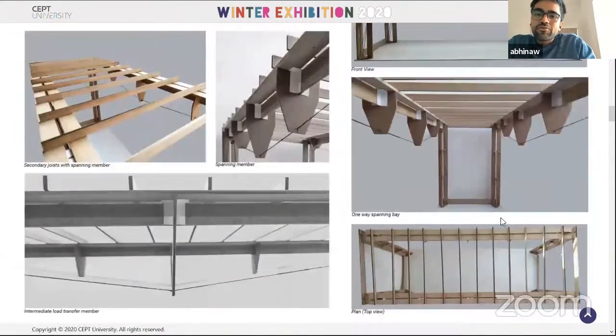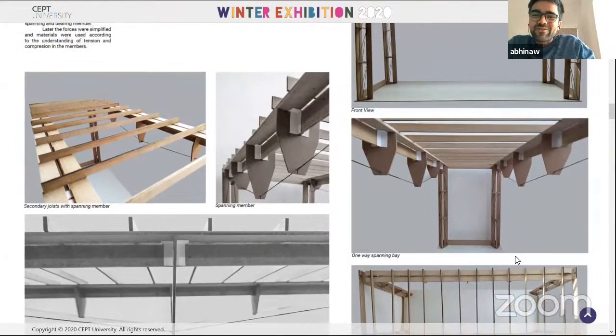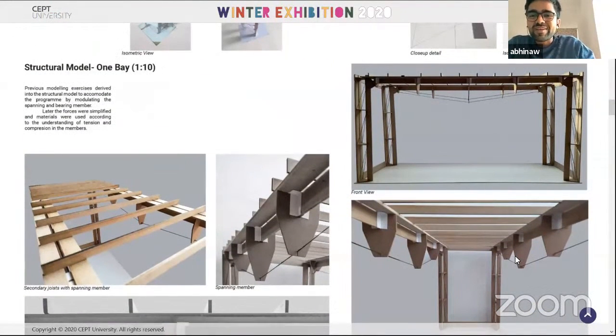Even though the studio was online and we were in different cities, for my case also, I was in a remote city, so there were no things available. But I got help from my friends, and we got it laser cut in different cities and mailed it to me. That's great. It was a very tough task, but we did it.